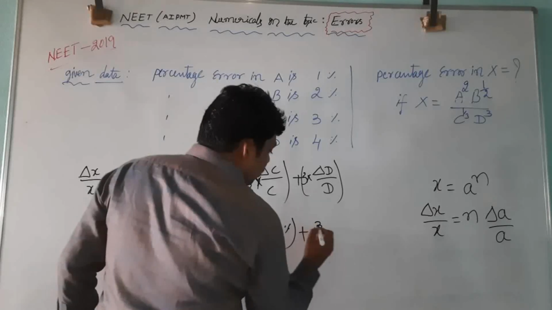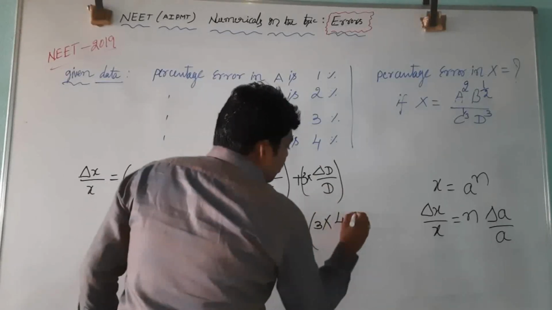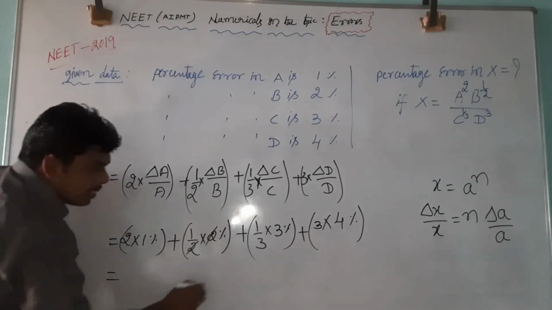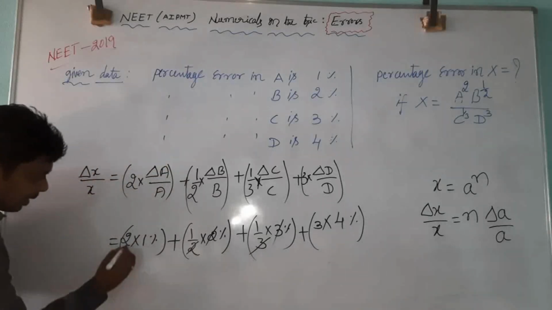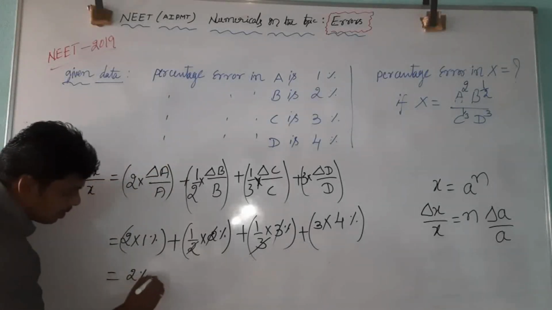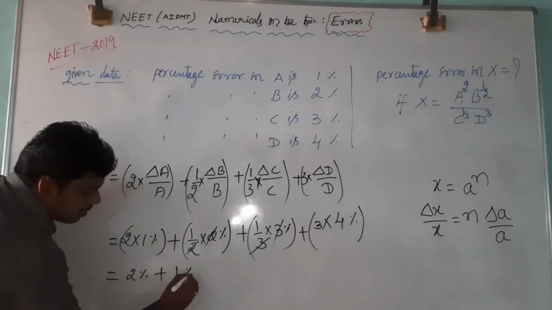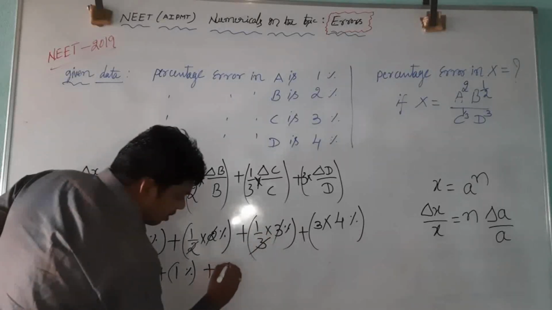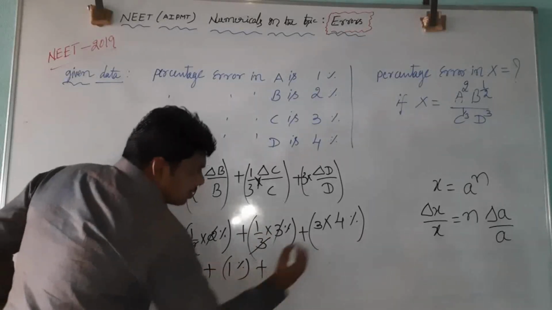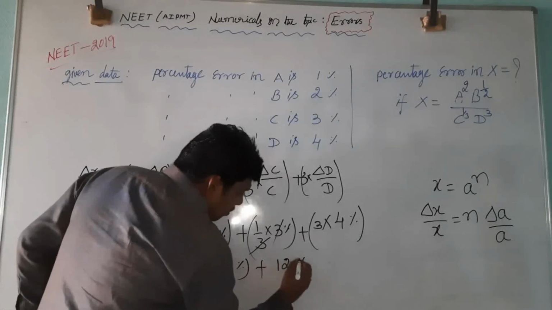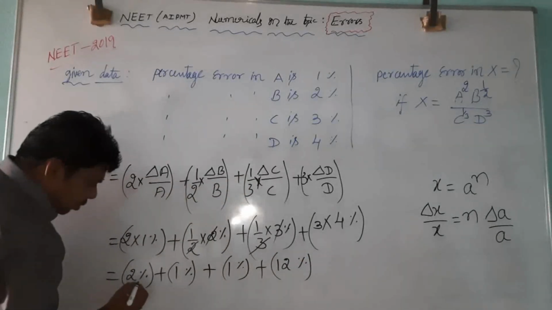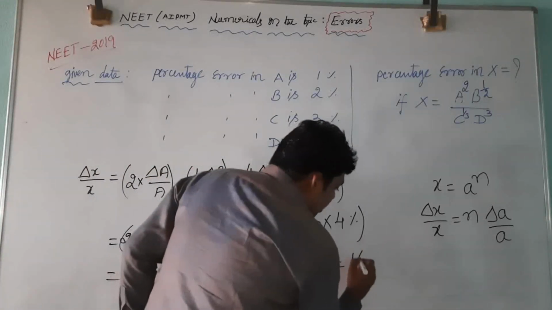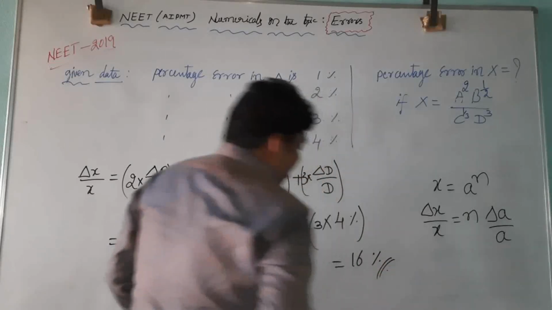Again 3 into delta d by d, that is 4 percentage. Now 2 gets cancelled, 3 ones are 3. Next 2 percentage plus again 1 percentage plus again 1 percentage plus 3 fours are 12 percentage. Now add all these: 2 percentage plus 1 percentage plus 1 percentage plus 12 percentage. What is the answer? 16 percentage is the right option.